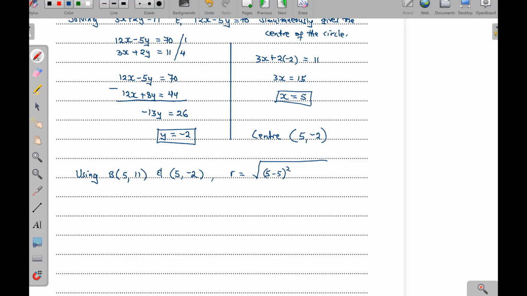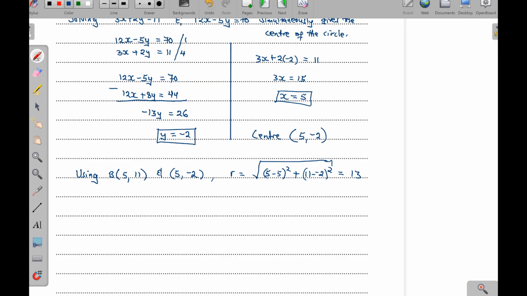Since the x coordinate is the same, then we shall go to the y. Then 11 minus 2. So this one is a 0, this one is a 13. 13 squared, then you take the square root. Then you get 13. Not so?